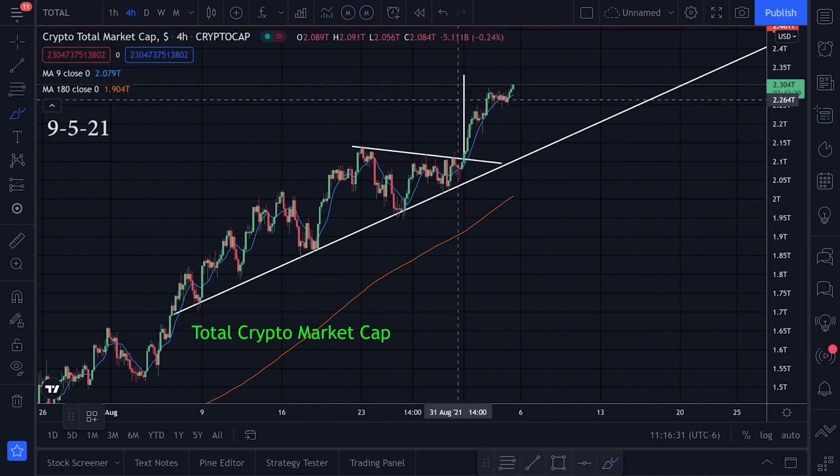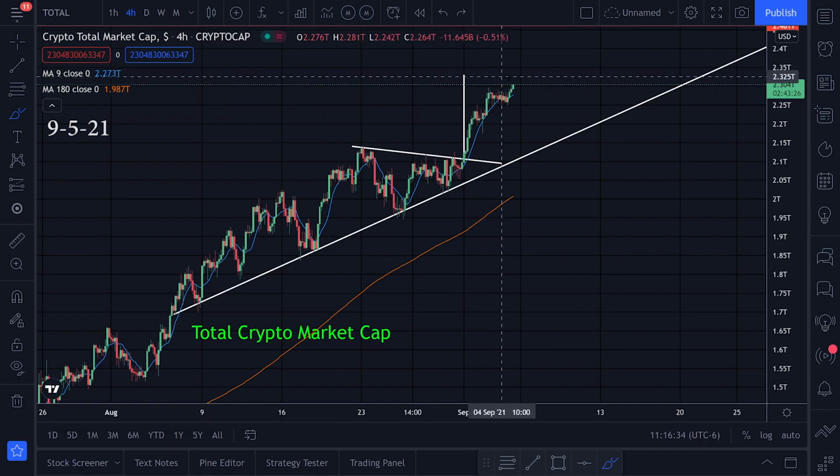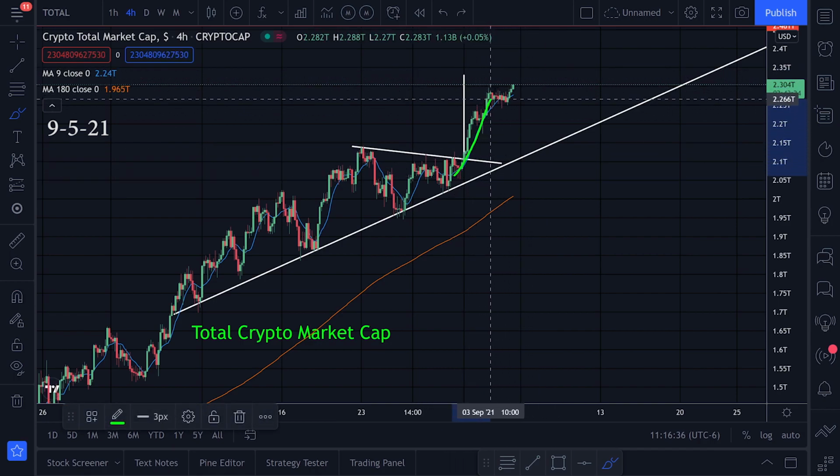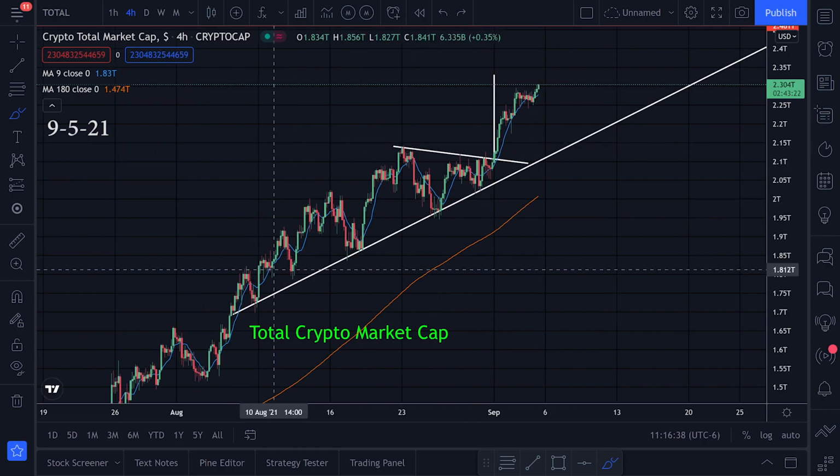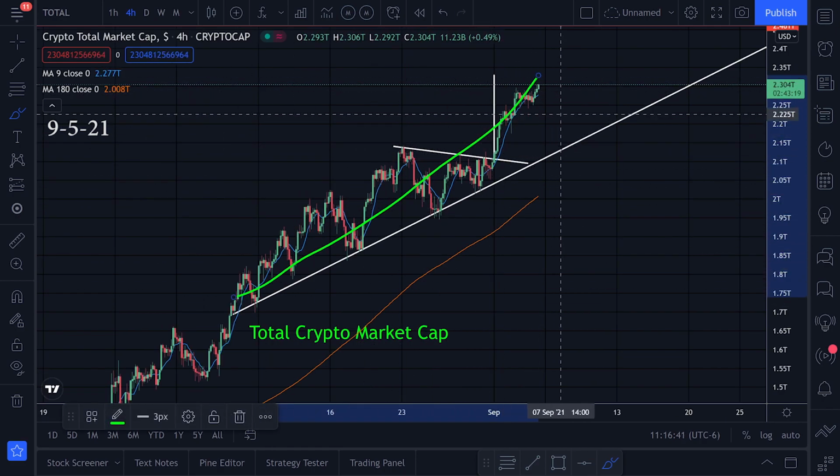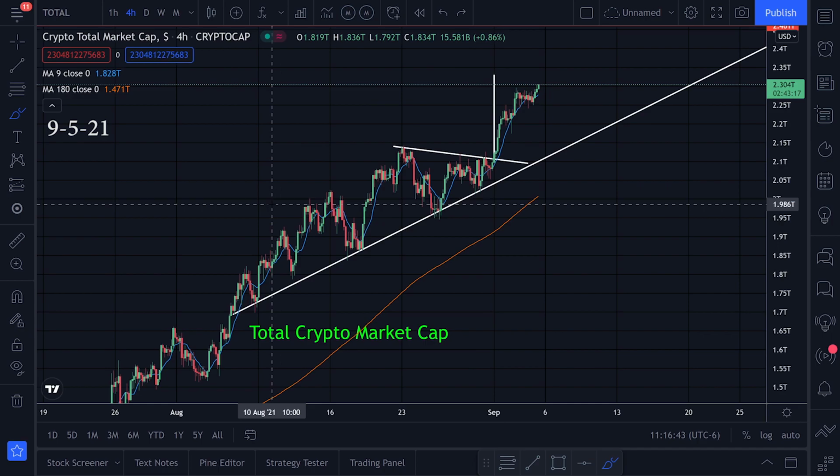What's going to happen if we hit our target right here? Are we going to get a correction? It looks like we've got a pretty good, nice little run. But in general, I would say as long as this is going up, we can be bullish on our targets on the other coins that we're watching.